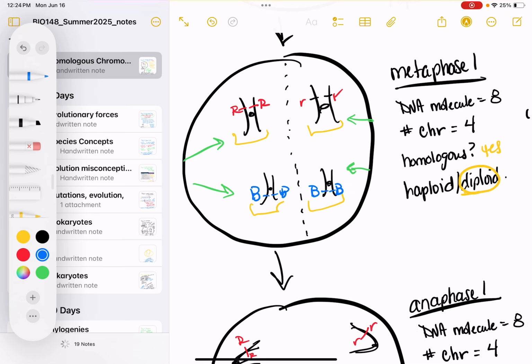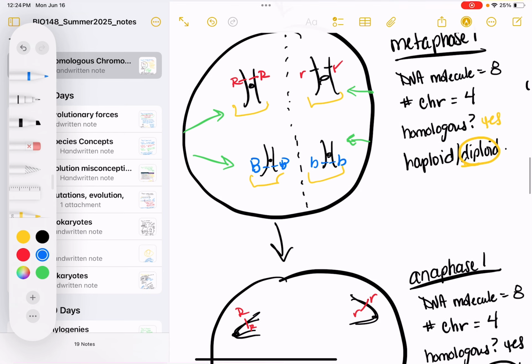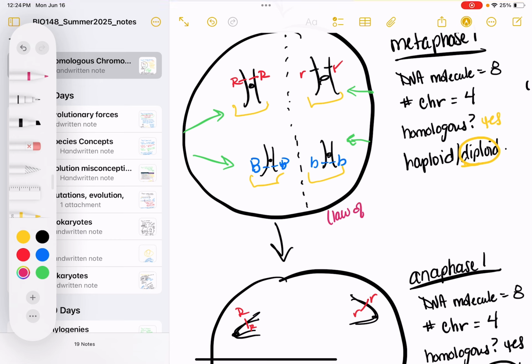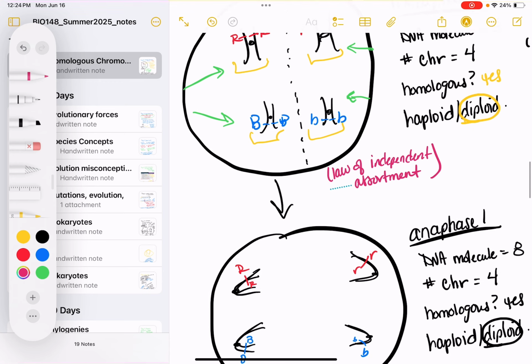I'm going to switch it back because I don't want you guys to get confused if you go back and look at these notes. But just note that I could line it up either of those ways in my cell, okay? And that's actually called something, okay? It is called the law of independent assortment, and we'll talk more about that later when you get to genetics, and it's going to make it so that you can line these up in different ways, and it creates a lot of variation being possible in your population. Okay.